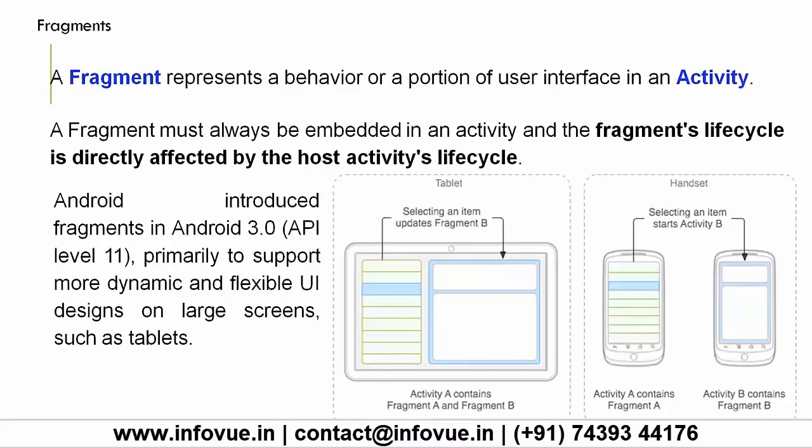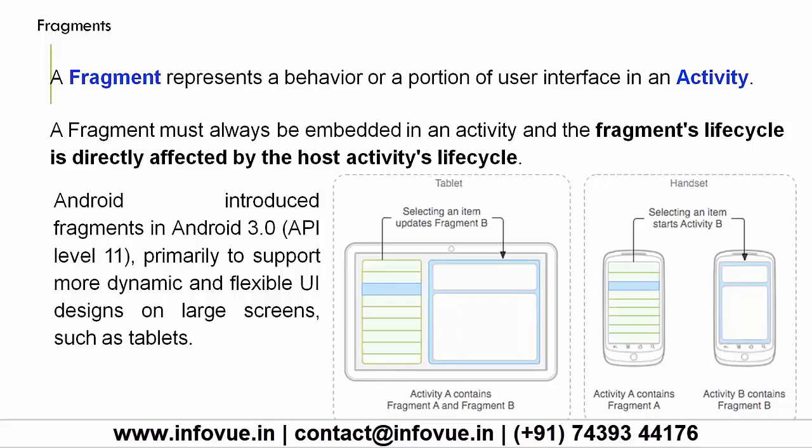An activity can have fragments. A fragment is a specific portion in an activity which represents some components. A fragment represents a behavior or a portion of user interface in an activity. A fragment must always be embedded in an activity, and the fragment lifecycle is directly affected by the host activity's lifecycle. Android introduced fragments in Android 3.0, API level 11, primarily to support more dynamic and flexible UI design on large screens such as tablets. We can create one or more fragments in an activity. Suppose we want to place some portion in a different fragment, a different portion of our activity, then we can create a fragment.